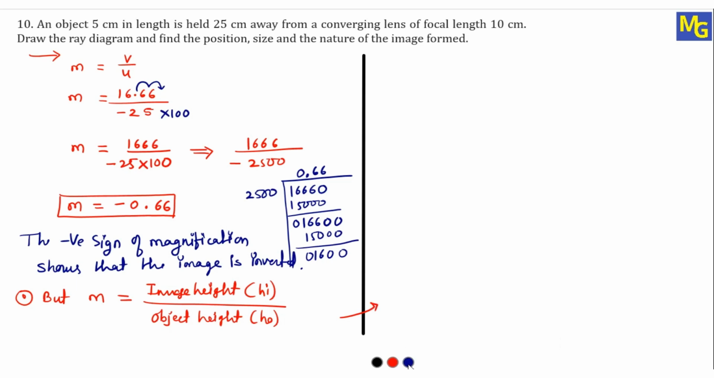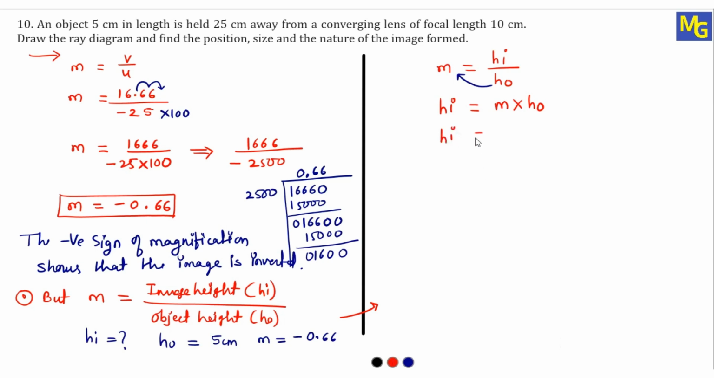So if you see the values, we have to find out HI, we don't know it, but HO is given, that is 5 centimeter, and we have just calculated the M value, it is minus 0.66. So all of these we can substitute in the formula. Once again I'll write it, M is equal to HI divided by HO, and I can write it like this also, HI is equal to M into HO. So what I did here, I just shifted this here. Now substitute the values. HI is equal to minus 0.66 and 5.